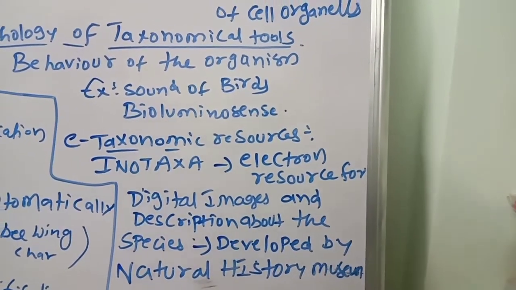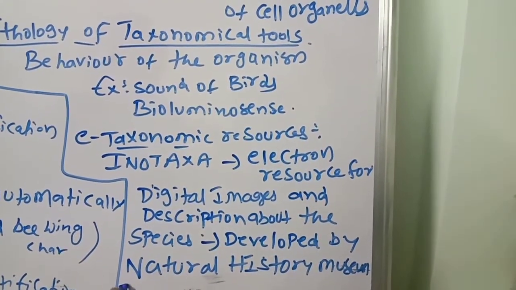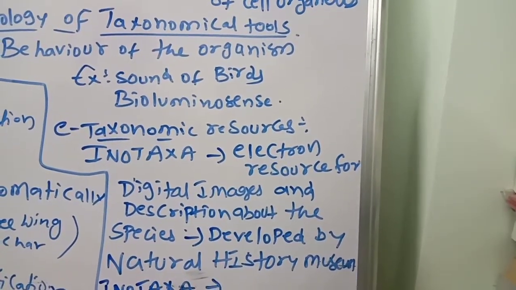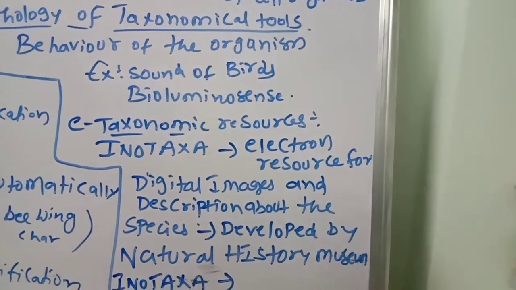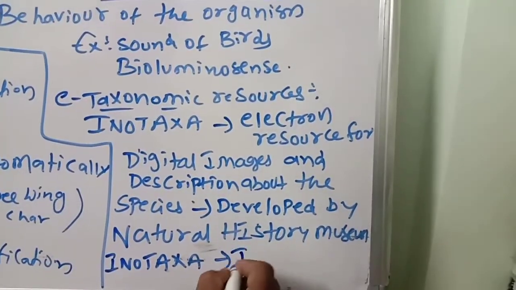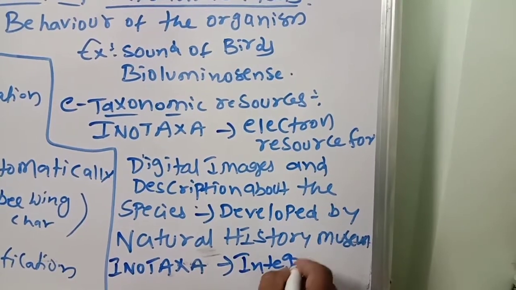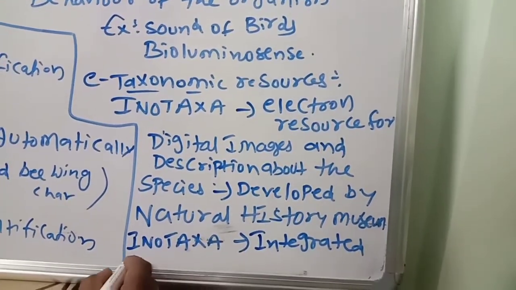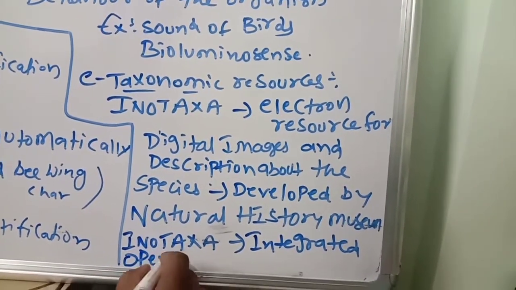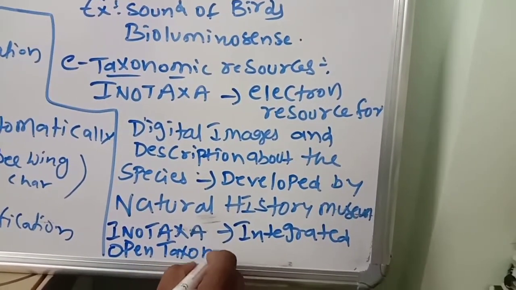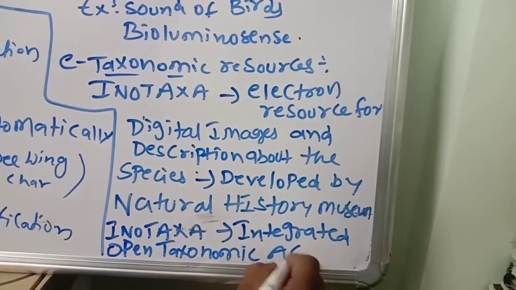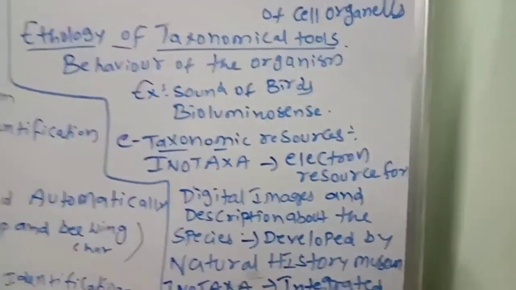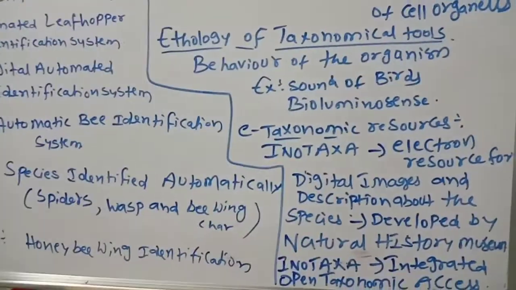Next, INOTAXA. What does INOTAXA mean? Very, very important: Integrated Open Taxonomic Access. These points you should remember. Like this, these all are helpful for identification of species.